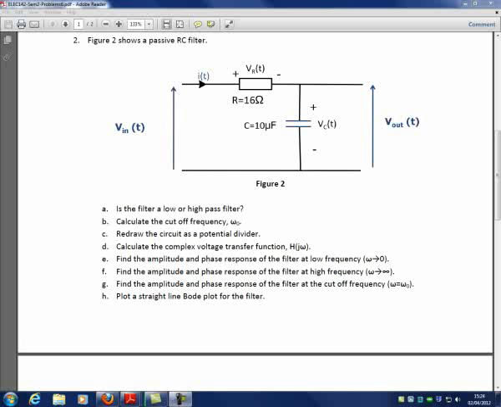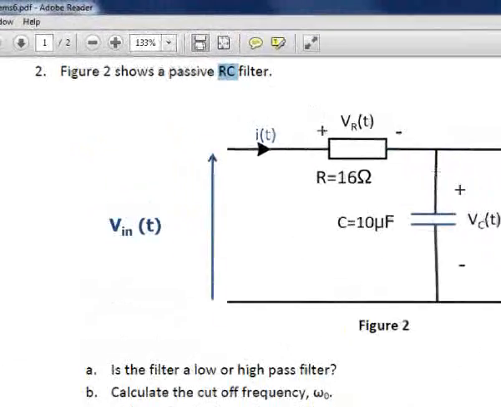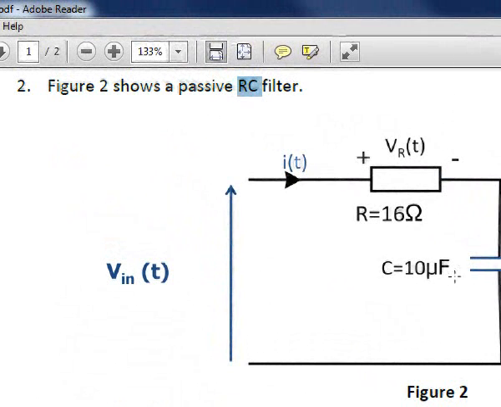This is ELEC142 problem sheet 6 on filters, and this is how to answer question 2. So question 2 is practically identical in the questions you need to answer to question 1. It's just this time we've got an RC filter, so we have a resistor and a capacitor instead of a resistor and an inductor.